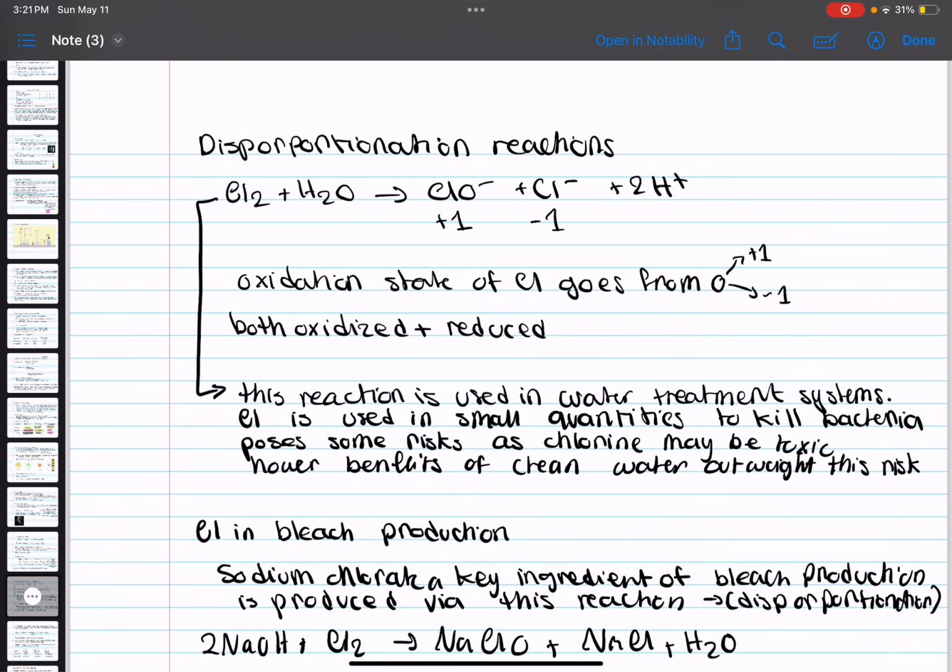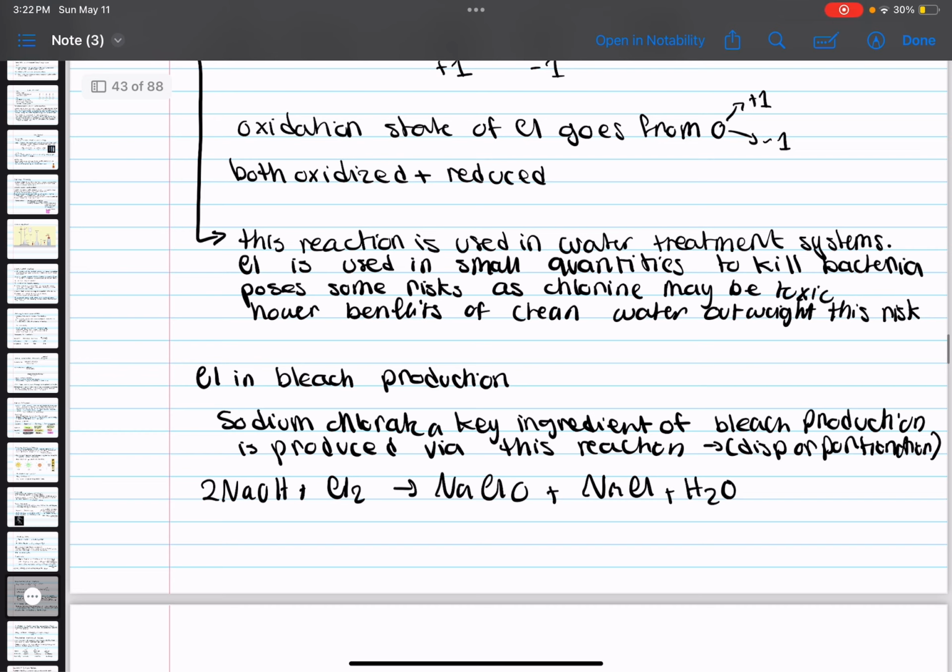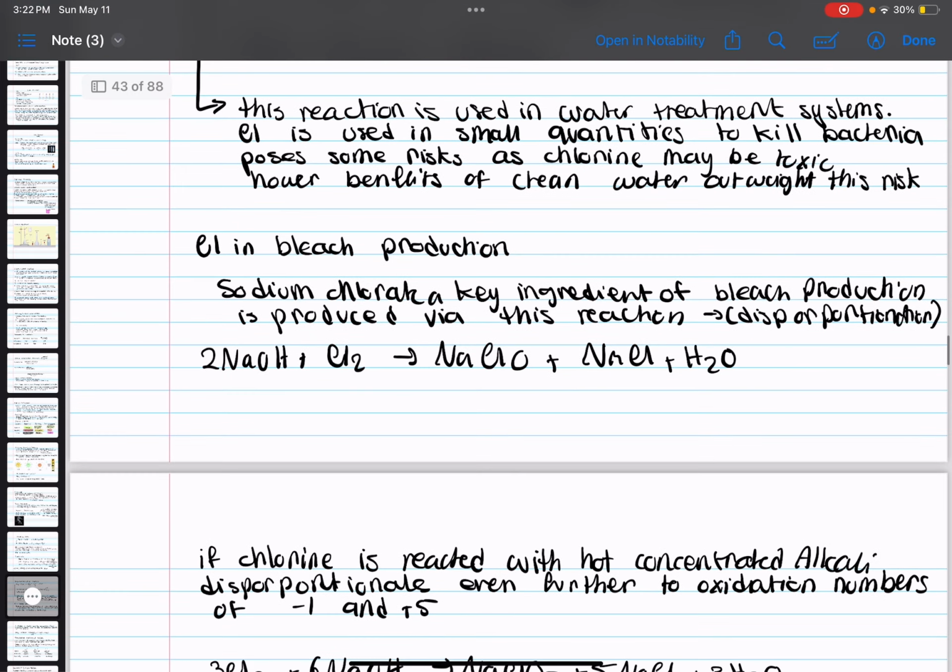Disproportionation reactions are basically when one species gets reduced and one gets oxidized, so one increases in oxidation number and one decreases in oxidation number. So in this example that actually happened. This actually gets used in water treatment systems because Cl2 is used in small quantities to kill bacteria, but it brings some risks because chlorine may be toxic for the human body. However, the benefits of having clean water outweigh this risk, so we still do this.